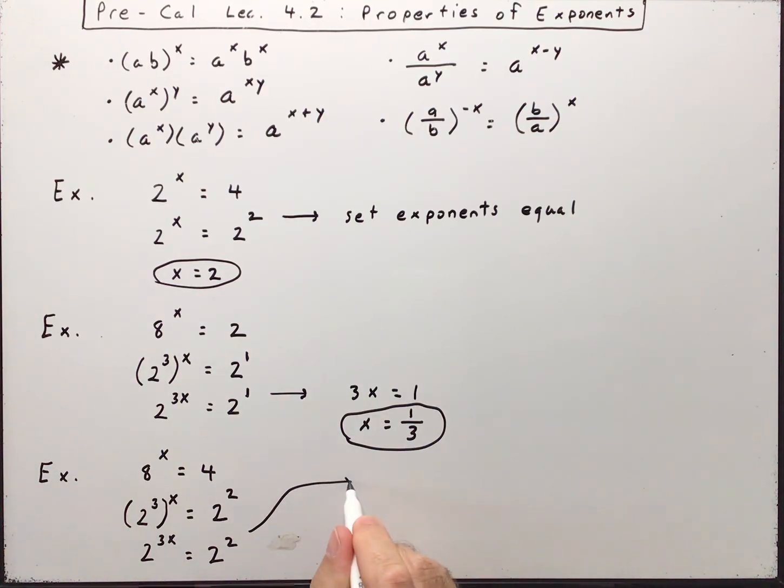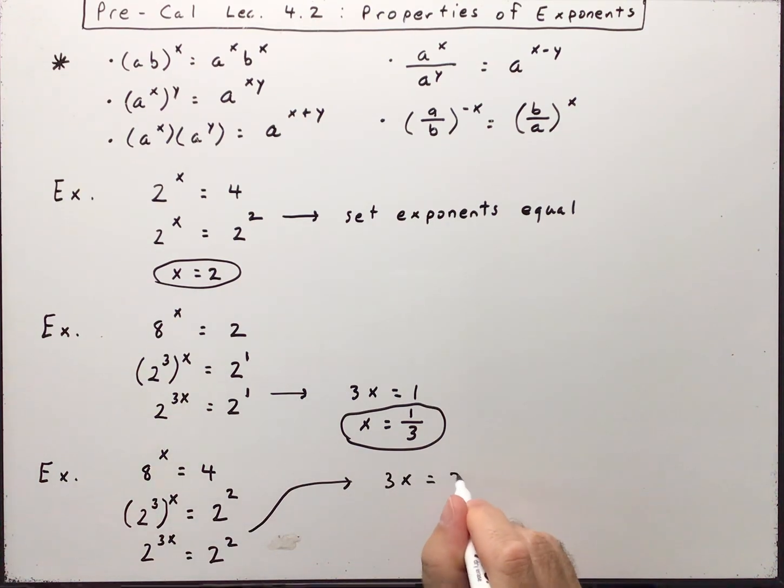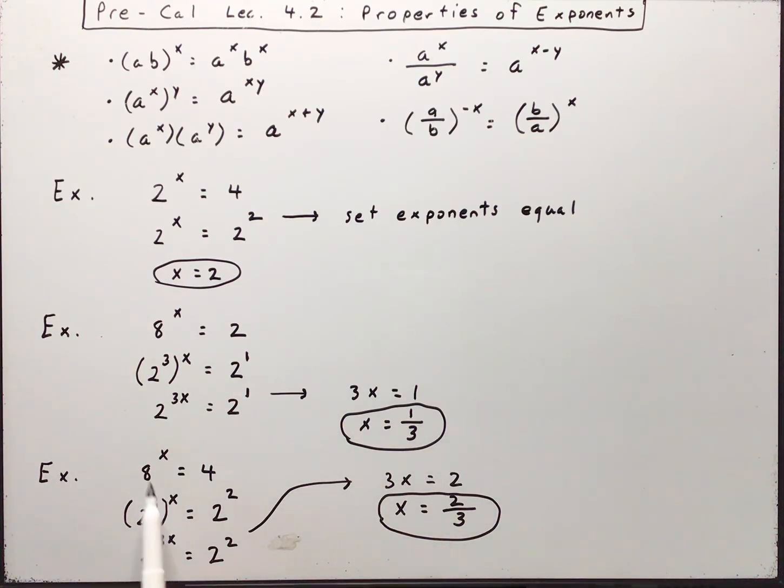We're going to set those exponents equal. 3x is equal to 2. So divide both sides by 3. x would be 2/3. Okay, and then you can test that. You can put it in your calculator. What is 8 to the 2/3? Well, it's the cube root of 8. The cube root of 8 is 2, and then 2 squared is 4.